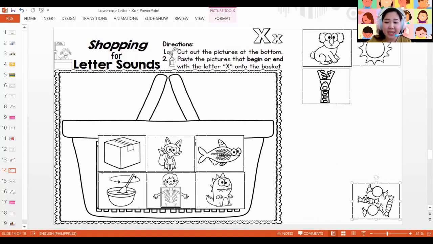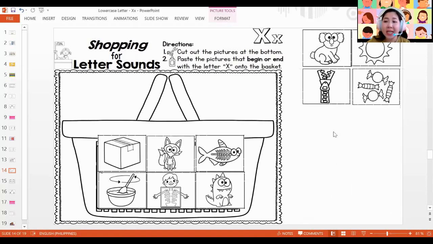Then we have candy. Does candy begin with the letter X? No, it begins with the letter C, so it stays outside. So let's look at our pictures inside our shopping basket. We have X in box, X in fox, X in X-ray fish, X in mix. We have X in X-ray and X in T-Rex.